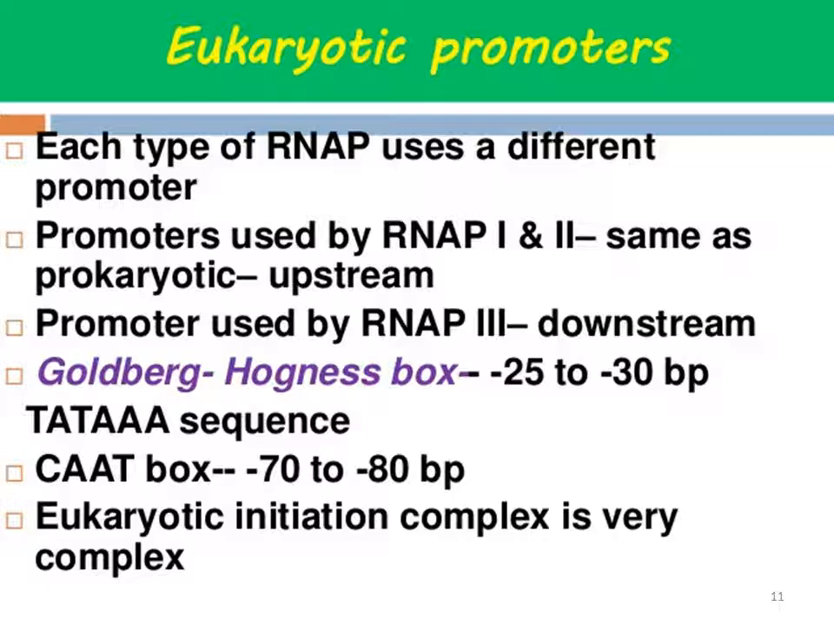So this promoter region contains a Goldberg-Hogness box. This is 25 to 30 base pairs. This is also known as the TATA sequence or TATA box. Then it also contains a CAAT box, which is 70 to 80 base pairs. So we can say the eukaryotic initiation process is very complex compared to the prokaryotic initiation process.